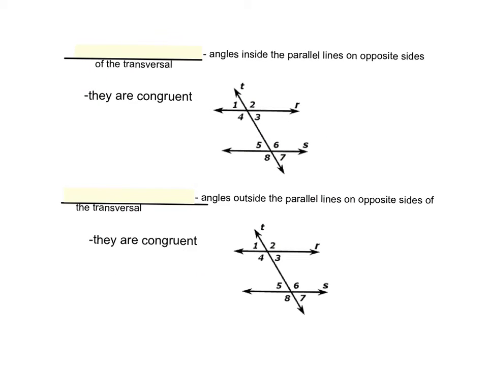All right, so angles inside the parallel lines on opposite sides of the transversal are known as alternate interior angles. Okay, I'm going to start using color. Alternate interior, they're inside the parallel lines. So these are my parallel lines. This one is my transversal.